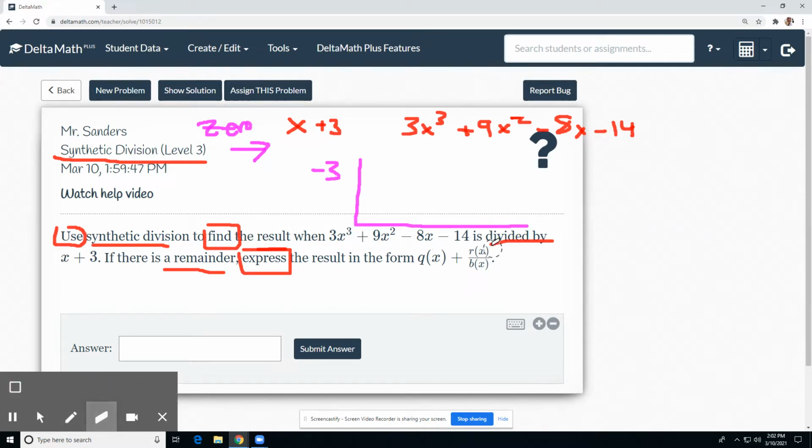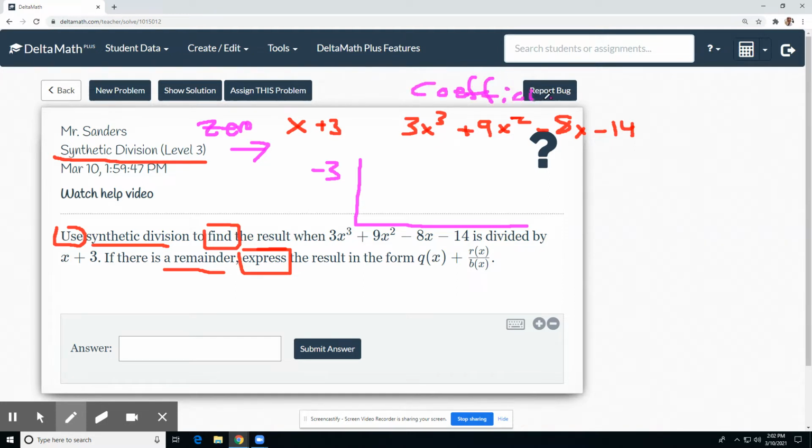And we would have this kind of bar here. So this is the 0 number. And then we look at the coefficients of each term. So the coefficient of this term is 3. The coefficient of this term is 9, -8, and -14.